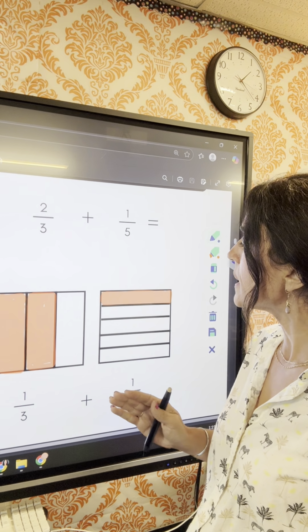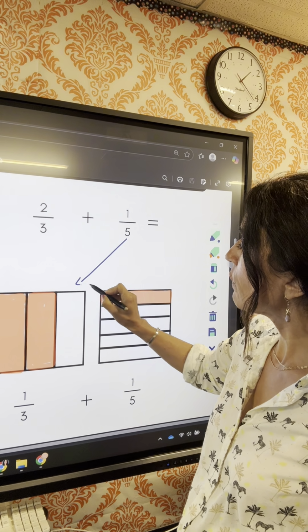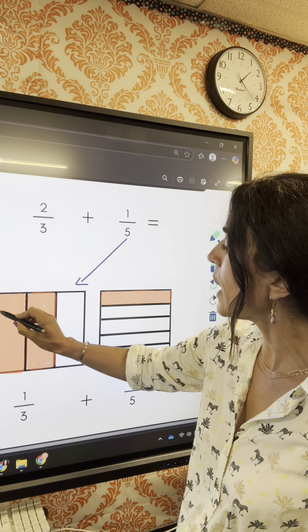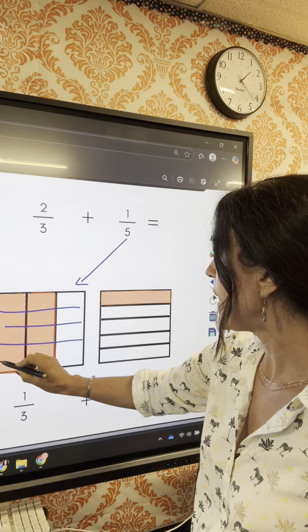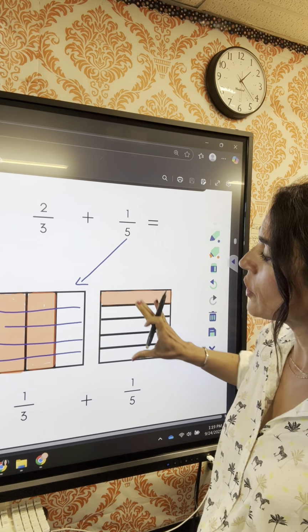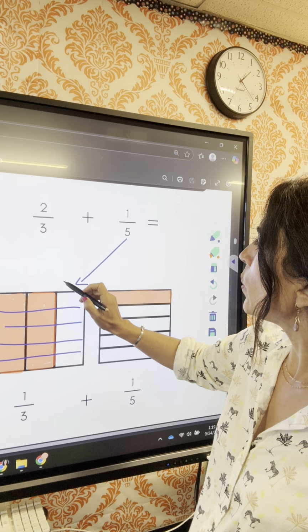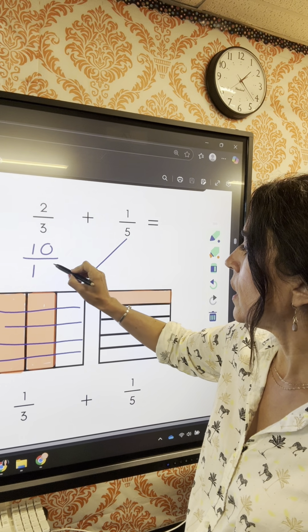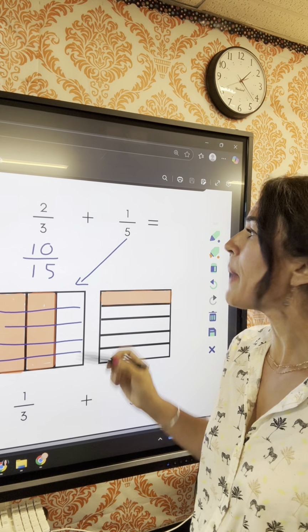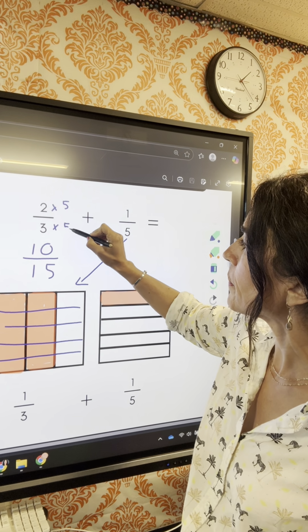So what we're going to do is we're going to make 2/3 into 15ths. So you want to basically tell students you're going to take this fraction and you are going to divide it up into fifths. So it's almost like you're taking these lines that you have right here and you're putting them on top. So now when we do that, we have 10/15. Okay, and it's basically the same as multiplying this by 5, right?